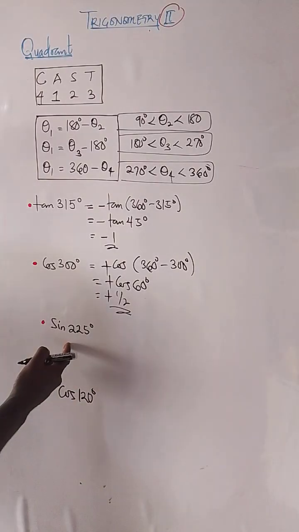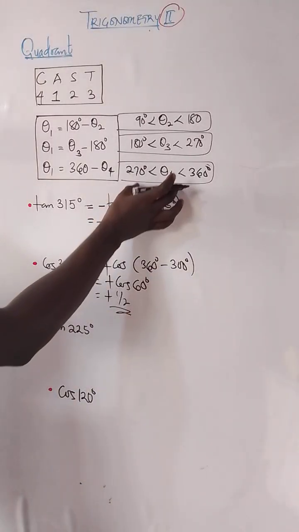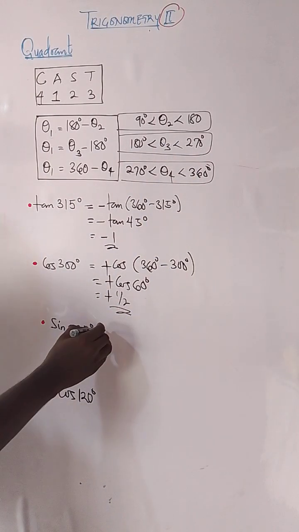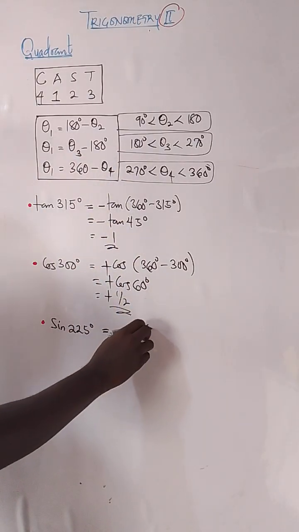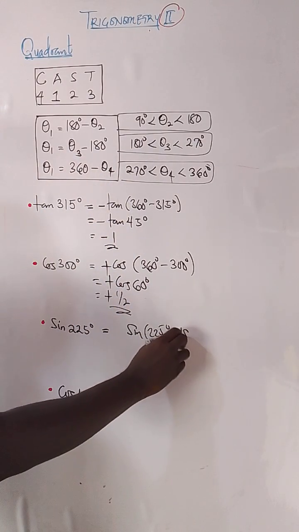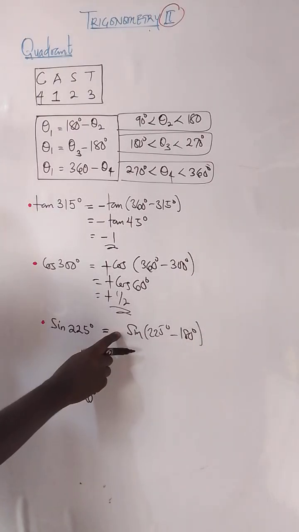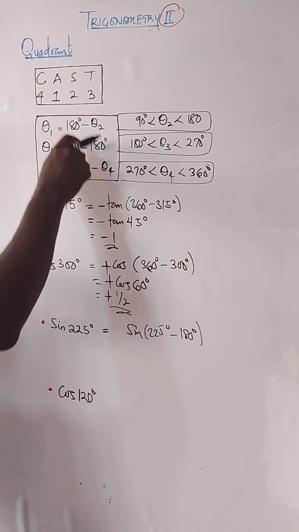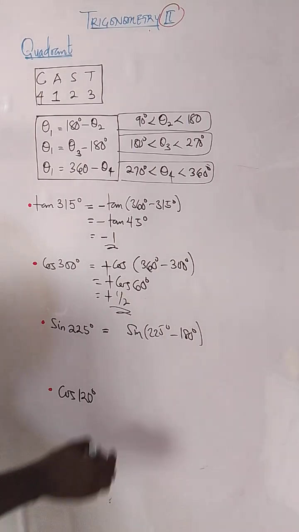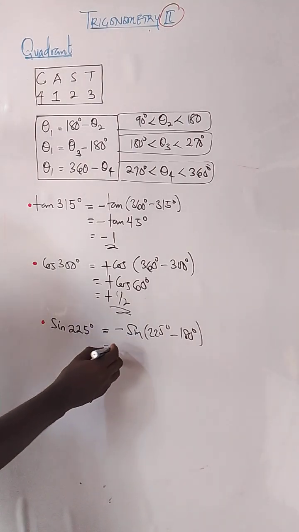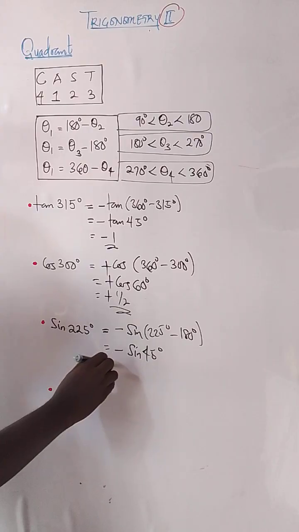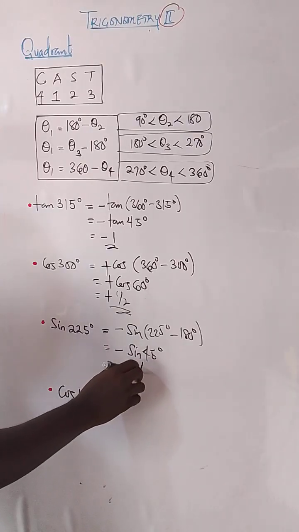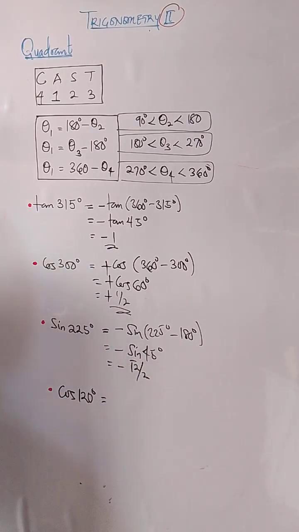225 is not here. 225 is in the third quadrant. So what happens in the third quadrant? We remove 180 from the angle. And what will be the sign? In the third quadrant, only tan is positive, so this sign will be negative. So that's minus sine 45. That's minus root 2 over 2.